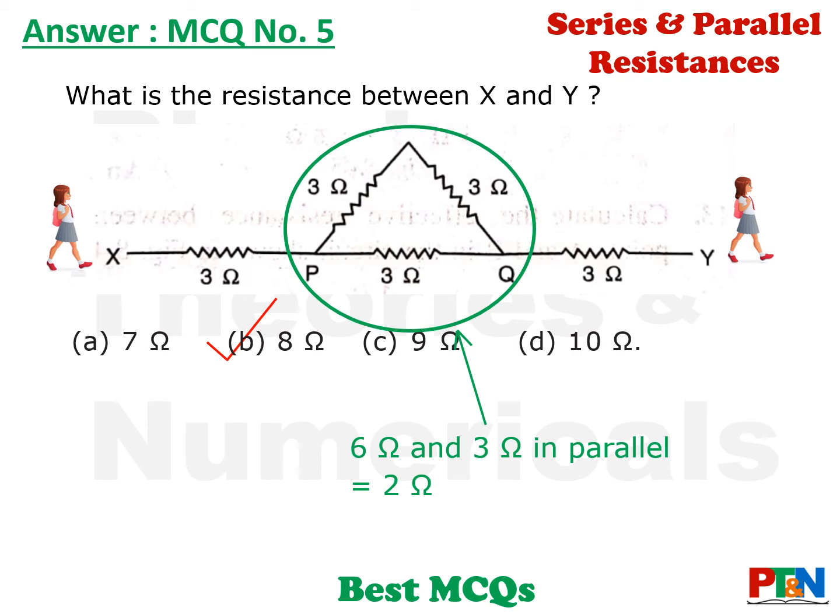So, the middle part, two resistances in parallel. Again, 3 and 6. 3 and 6 will give you 2 ohm. So, middle part is 2 ohm. So, total resistance is 3 ohm plus 2 ohm plus 3 ohm. That is 8 ohm.